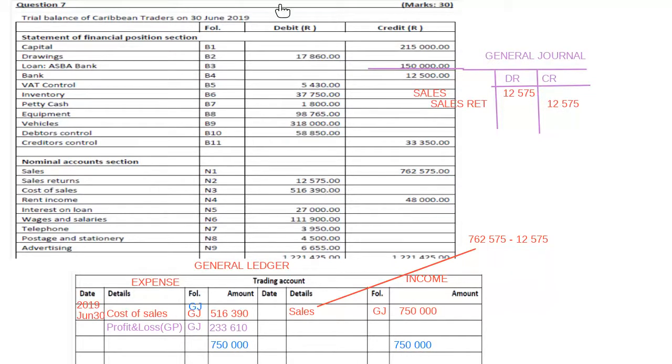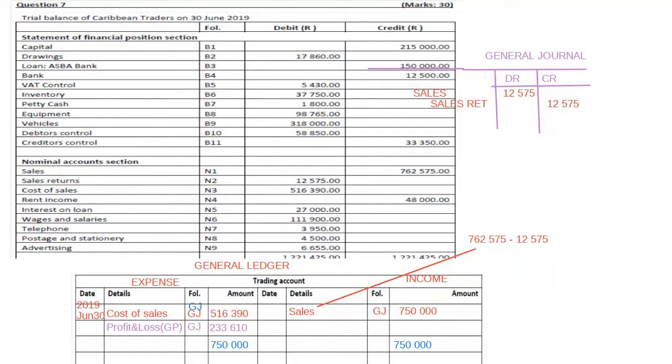As you can see here, the cost of sales is on the debit, meaning when I go there, I'm going to do the opposite. Can you see now? My cost of sales will be on the credit because here it is on the debit. Remember, I'm transferring it to the trading account. So I'll start with the trading account.